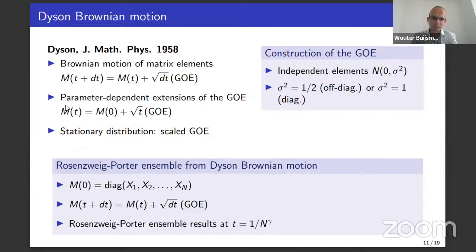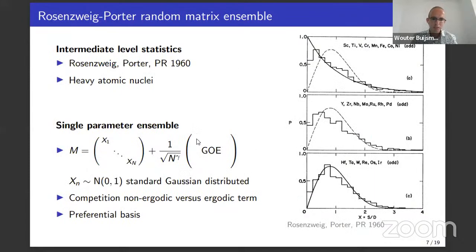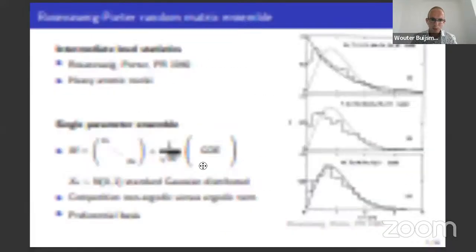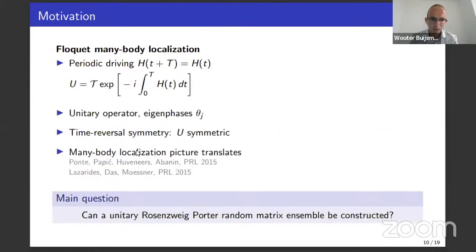And this construction, an important point, allows us to reconstruct the Rosenzweig-Porter random matrix ensemble. So we can write the Rosenzweig-Porter random matrix ensemble as the outcome of a Dyson Brownian motion process. To be specific, if I go back a few slides, here we had the construction of the Rosenzweig-Porter random matrix ensemble. Here you have this diagonal term, prefactor, and the GOE. You might already recognize the same form.